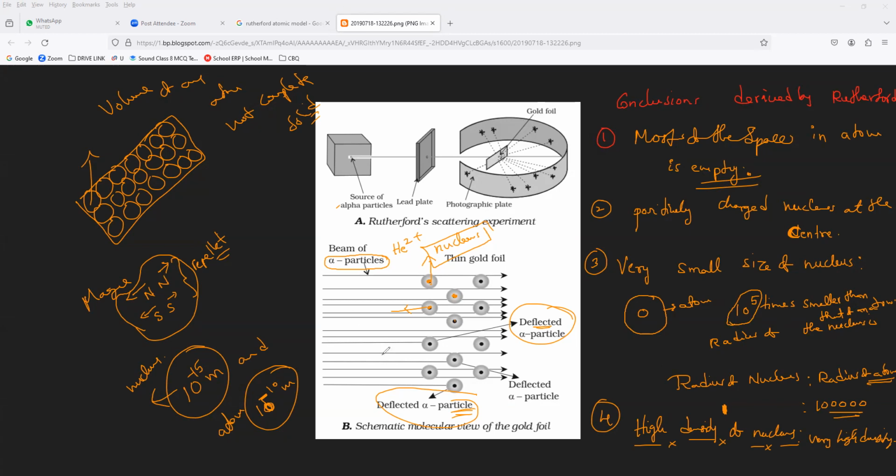So anybody having any doubt? These are the four conclusions made by Mr. Rutherford from this experiment. Call it the alpha ray scattering experiment. If you have any doubt, you can ask me. Till here, finish it in just 1 minute so you can revise yourself. Otherwise, we'll go with the next one, the Rutherford atomic model. What model did he make from this? That is what we are going to discuss.